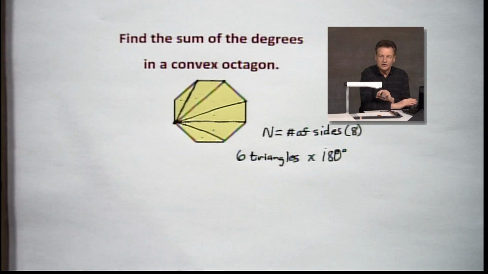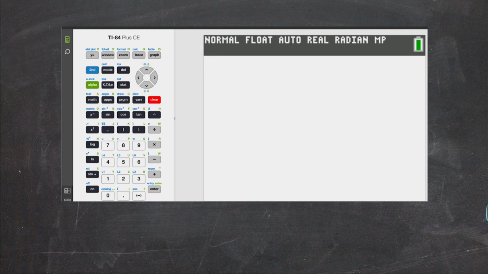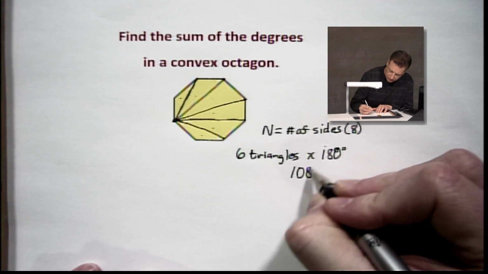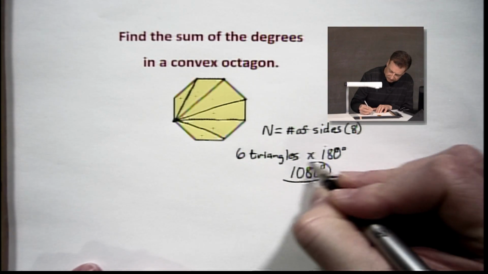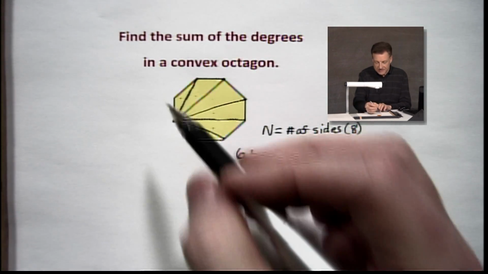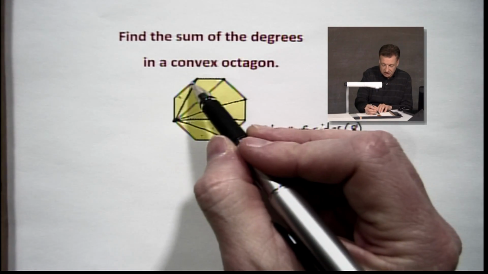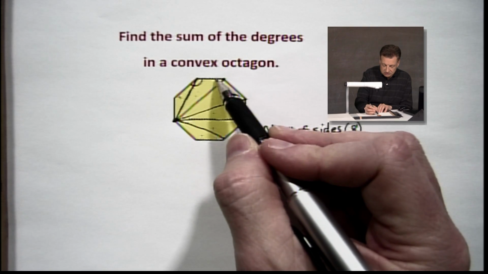Let's let the calculator do it for us, but I'm going to tell you, I think it's going to be 1,080. Let's check and see if I get there. Here we go. 180. And we're going to multiply it times 6. And my friends, that's going to give us 1,080 degrees.